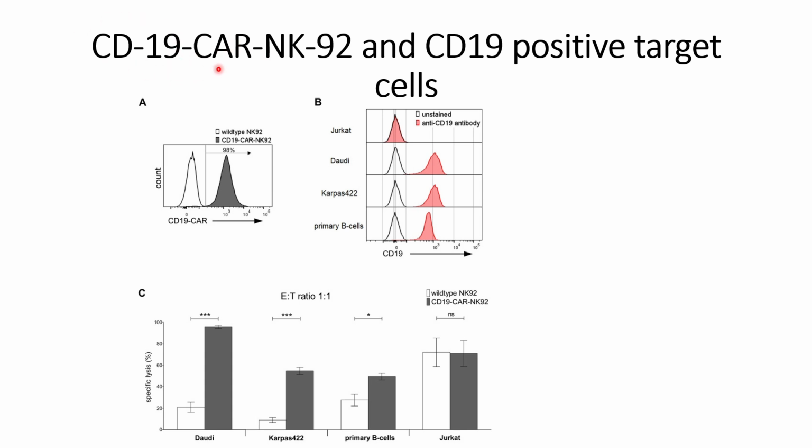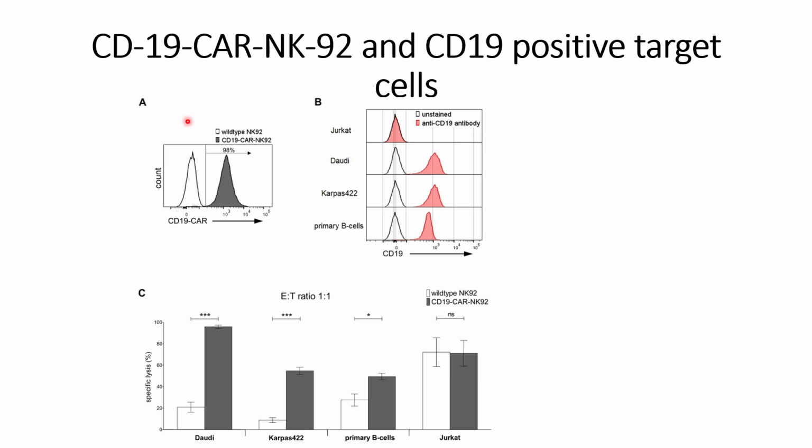So the CD19 CAR-NK92 can be scaled up and frozen down in liquid nitrogen and can be used whenever there is a need. So this does not require to be modified at the time when it is required to be used. So one can prepare this CD19 CAR-NK92 and then use them on the spot.